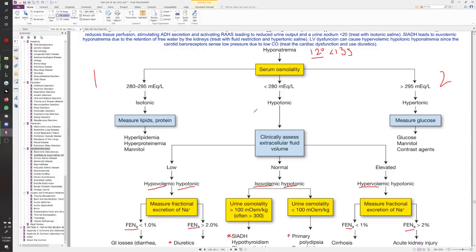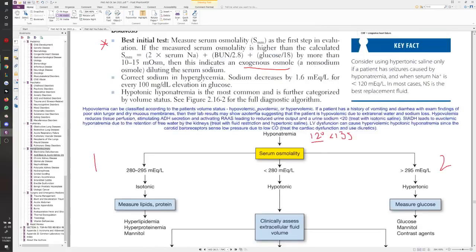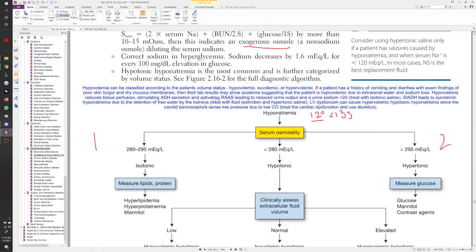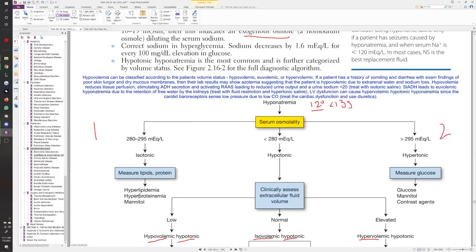Those are case scenarios where something else, this is what we have to calculate, right? Some other non-sodium osmol is diluting the serum sodium, where basically the person looks hyponatremic simply because something else is causing dilution of their actual sodium. For example, here lipids are doing it, and here glucose is doing it, right? Why is glucose doing it?